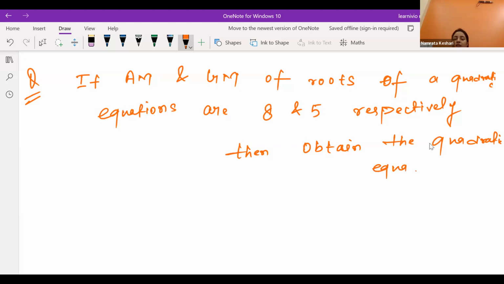If you are having a quadratic equation, whatever be the quadratic equation, the arithmetic mean and geometric mean of roots. Maybe roots are x1, x2, maybe roots are a b, whatever you want to assume. Their arithmetic mean we are having, and for the same roots, the geometric mean we are having. And that is given to us: the arithmetic mean is 8 and the geometric mean is 5. On the basis of this given information, we have to find the quadratic equation.